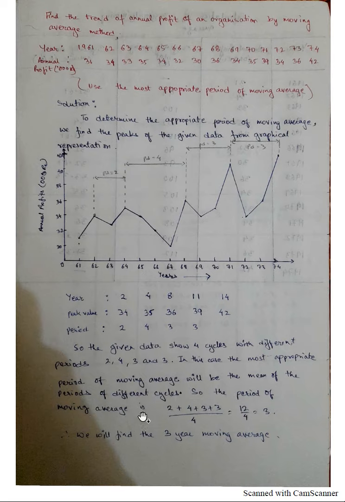So the period of moving average is 2 plus 4 plus 3 plus 3 divided by 4, that is the average of these values. There are 4 values here, you add them up and divide by the number of values, that is 4, you get the average. So that will be equal to 12 divided by 4, that is equal to 3. So 3 is our most appropriate period for which we can find the moving average. So we will find the 3-year moving average.